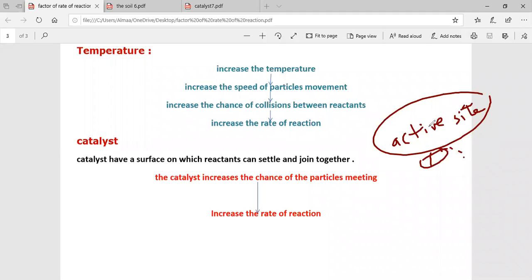How long does it take for a catalyst to speed up a chemical reaction? There is no limited time. The time taken depends on the type of the chemical reaction and the amount of reactants. So it's not a certain time. It depends on the type of chemical reaction and the amount of reactants in the chemical reaction.